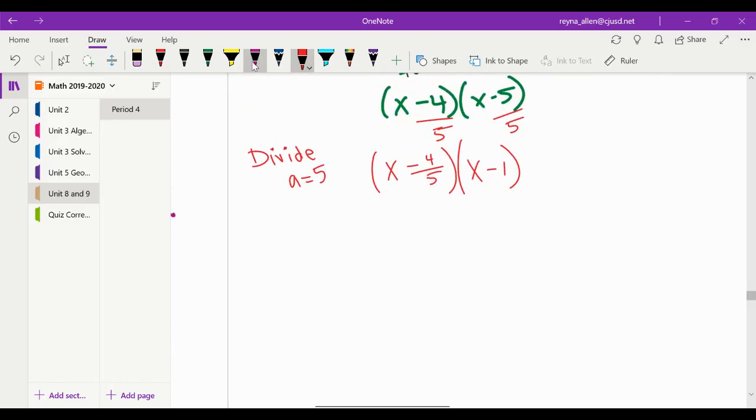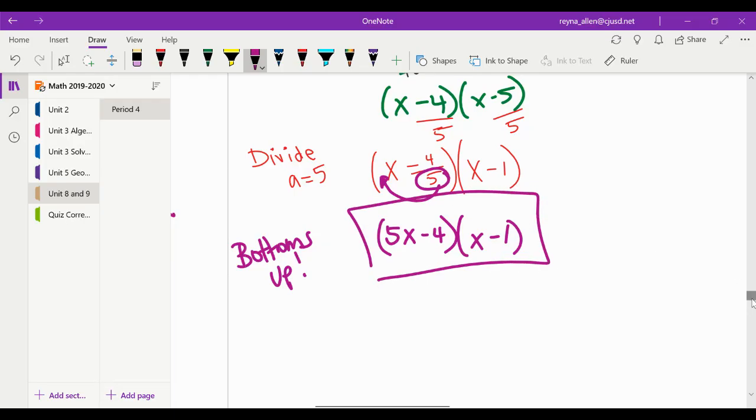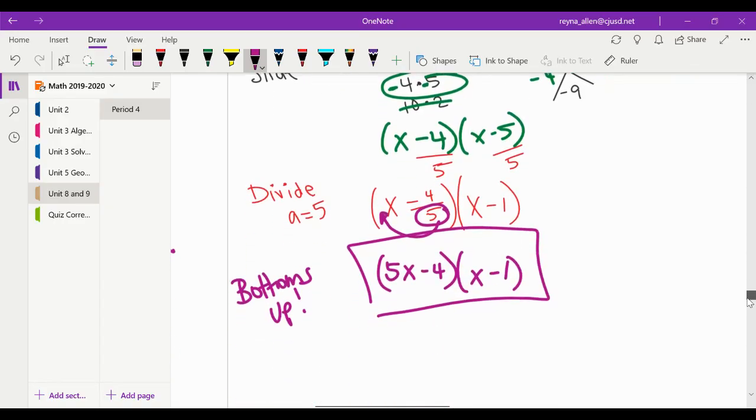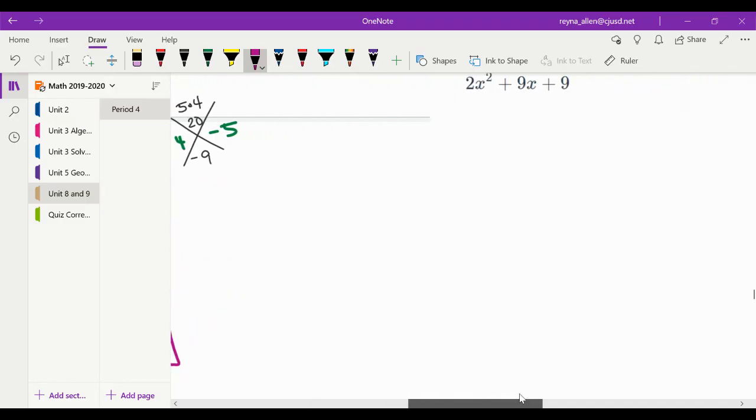And the last step is bottoms up. So we take anything that has a fraction, take the denominator, and move it up to the front. So that becomes 5x minus 4 and x minus 1. So that is the answer you would submit for this problem, and you would click check and it would tell you good job. Okay, a couple more.